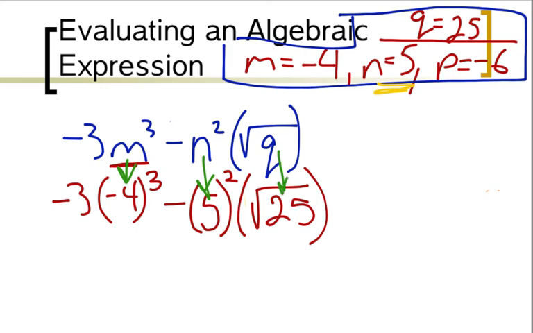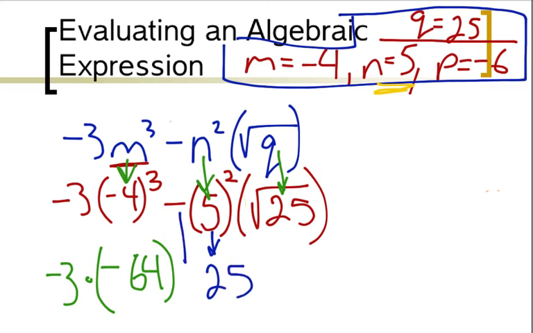And then I just work it out. So I need to think about what's -4 to the third power. Well, I know the answer is going to be negative because it's an odd exponent. And then just 4 to the third, which should give me 64. And then I times that by my -3. And then I continue working with my 5 squared, which should give me 25. And now I want to bring down my minus sign. And then I'm multiplying that by the square root of 25, which is 5.